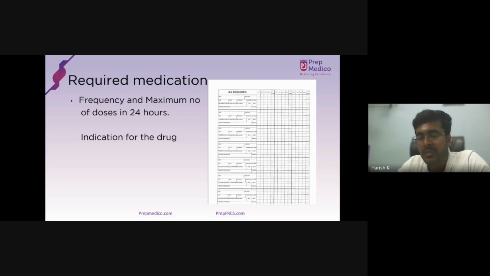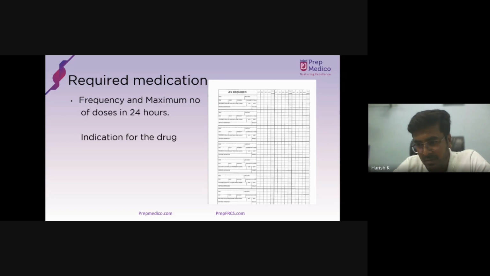That is how you're going to write it here. Next is signing for the prescription and writing your name, mentioning the date and the bleep number. Additional information you can give to the patient.